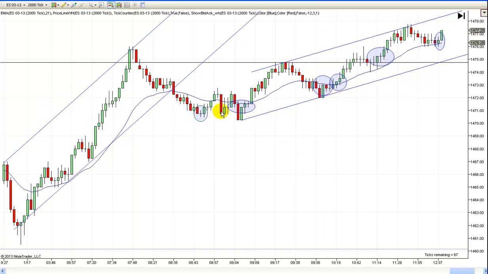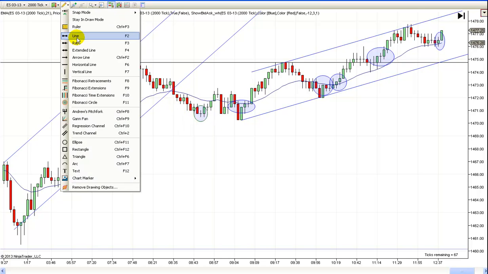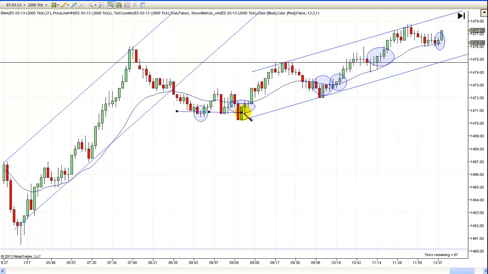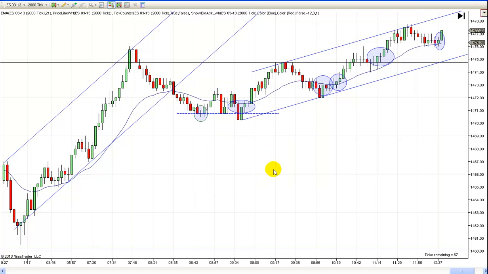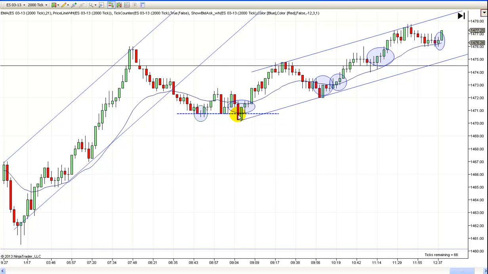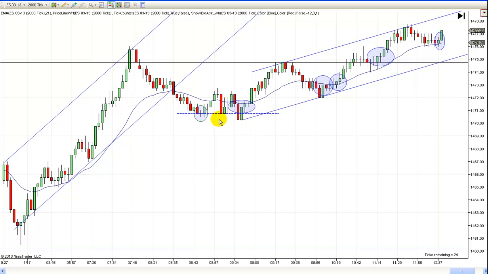So I love these kinds of setups right here where you've got these matching lows. It's not really clear there without the line, but watch when I put the line across there. I like to make mine a little wider so you can see it. Now it's very clear that that's a little failed break lower and a reversal. That's a perfect setup. That's a nice trap.